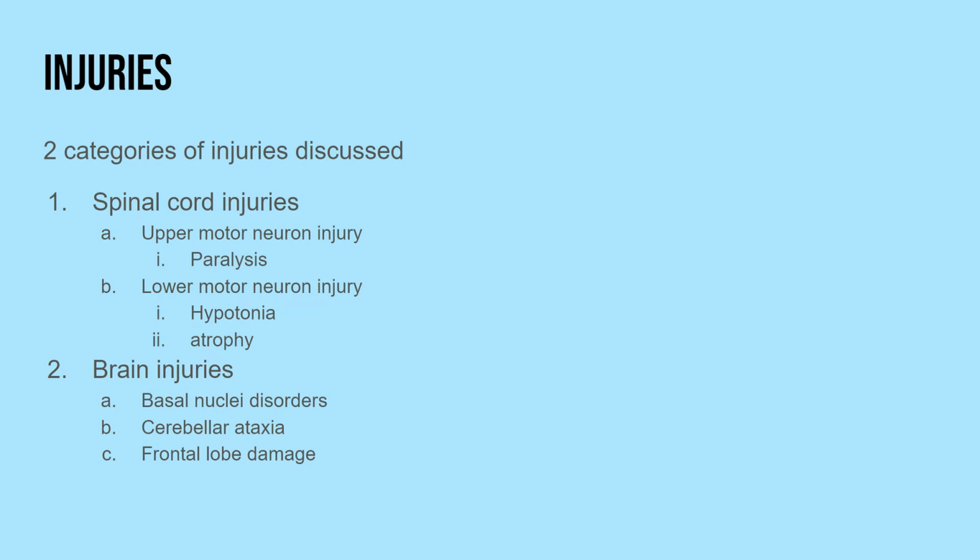Now we'll get into some injuries that you guys discuss. So there are two categories: spinal cord injuries and brain injuries. And then this is a breakdown of the different injuries that are presented.